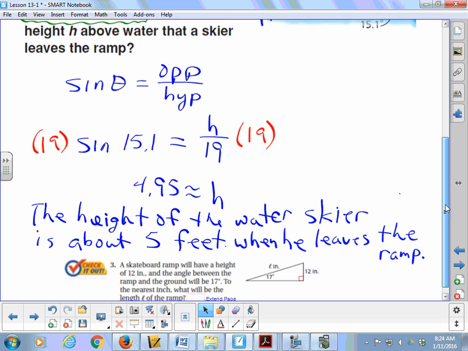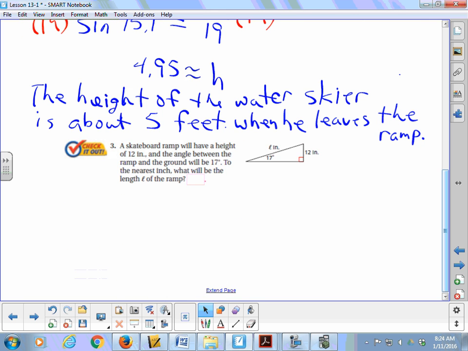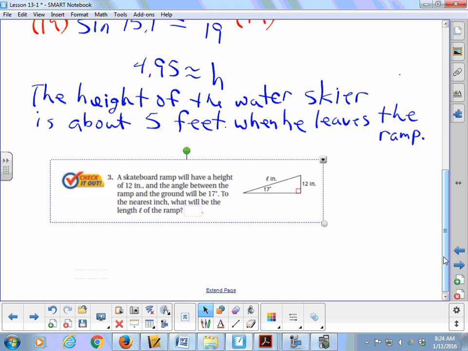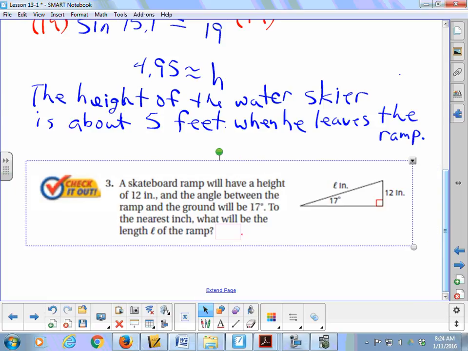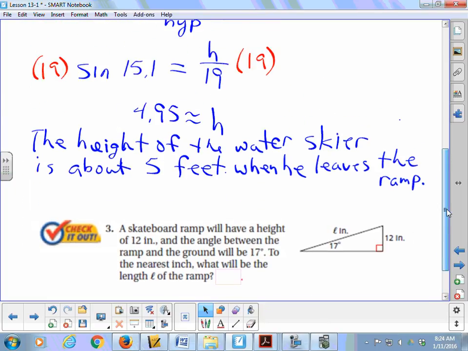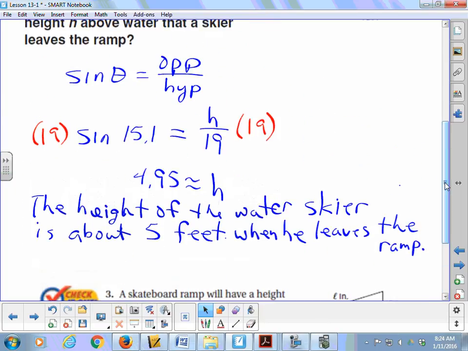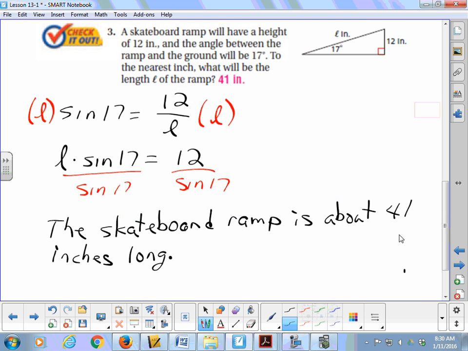And for the rest of the marking period, or the rest of the semester, I'm going to require this. Okay? Tell me what your answer means. Don't just give me h is 5 feet. Tell me what it means. All right?